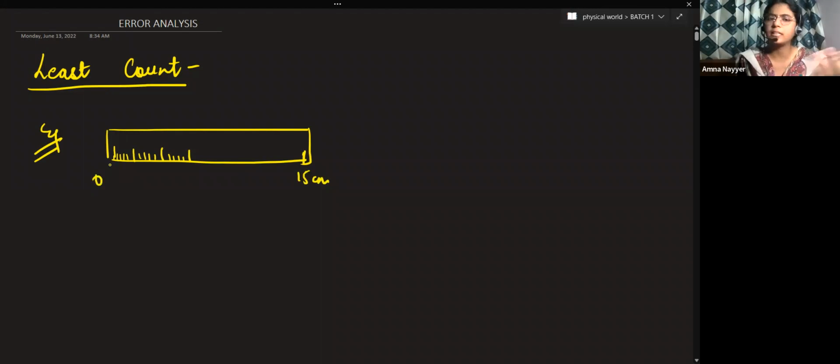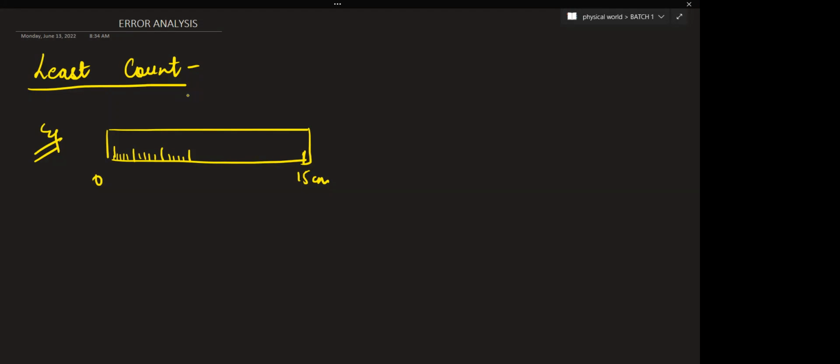This was 0. It had started with 0. This is the whole scale. It is having certain small lines also. Can any one of you tell me what is the minimum value the scale can measure? 1 millimeter. 1 millimeter, perfect.